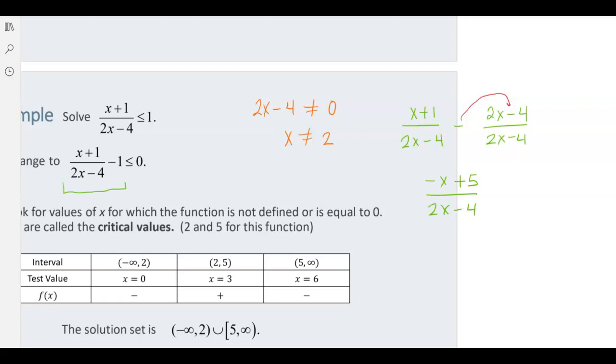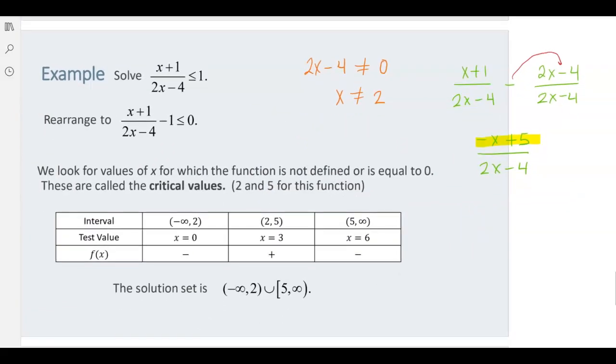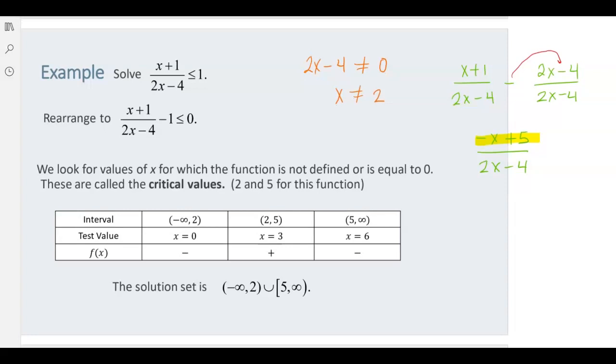So this version right here is the same as this. These are equal to one another, right? But I like this version that I have on the right because I can see what the zeros are. The x-intercept is going to be at 5, and that's where I'm getting this second value. So I take both of those numbers and I break the number line up with 2 and 5 as the breakpoints. Pick test points and plug them in, and I get where the graph is positive and negative.